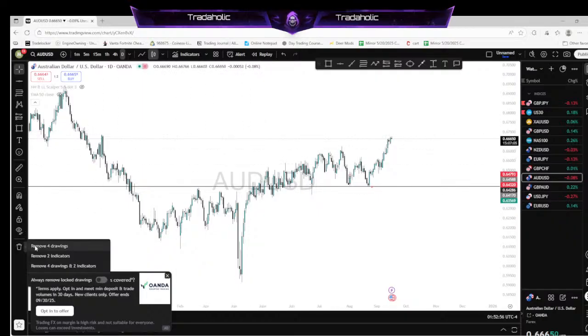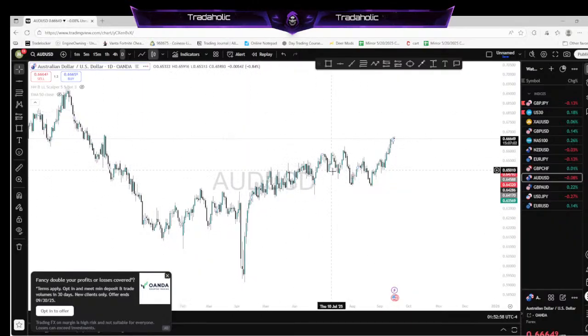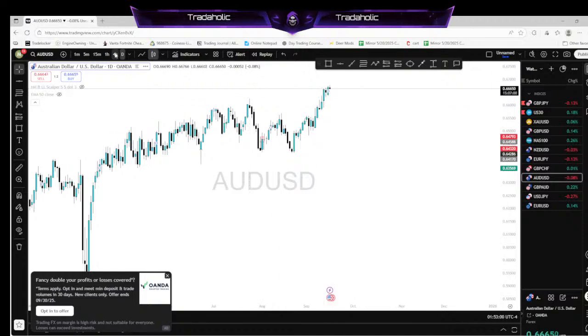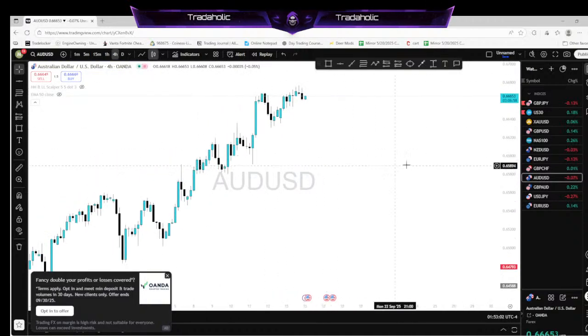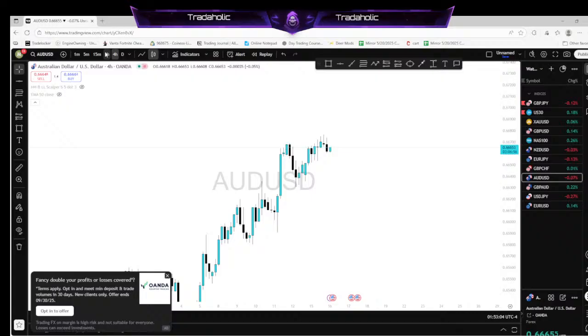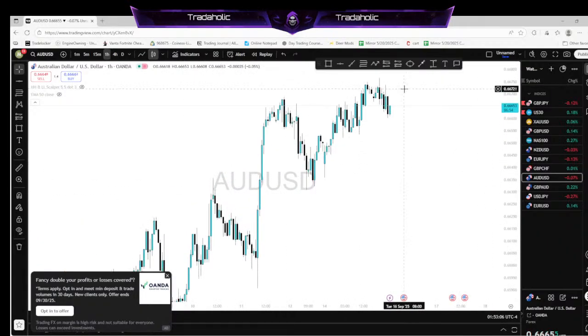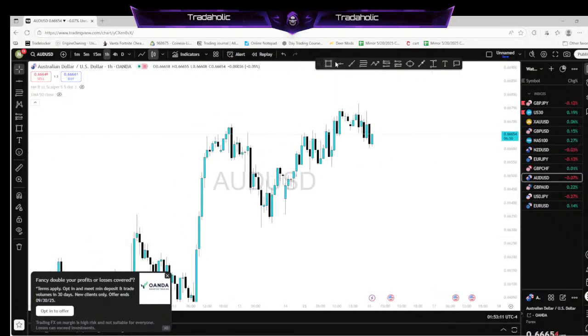Let's look at AU. AU daily time frame overall aggressively bullish. We're making a new high. Very self-explanatory. 4 hour time frame overall bullish as well. We're making new highs. 1 hour time frame is bullish as well.